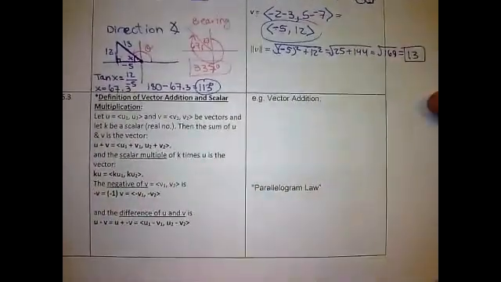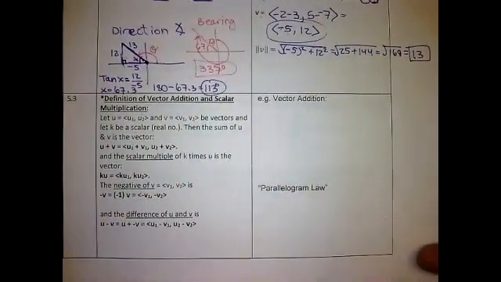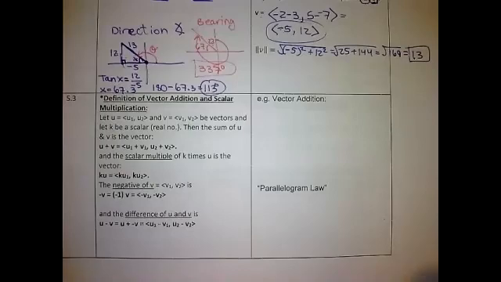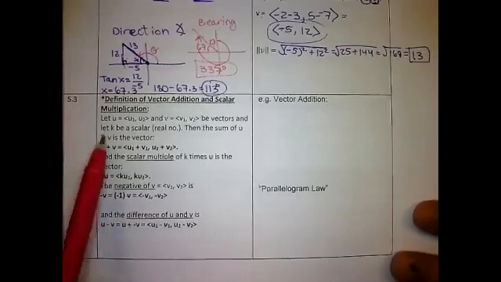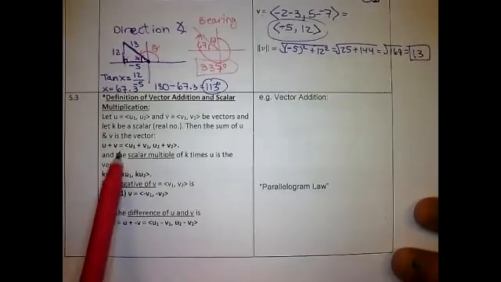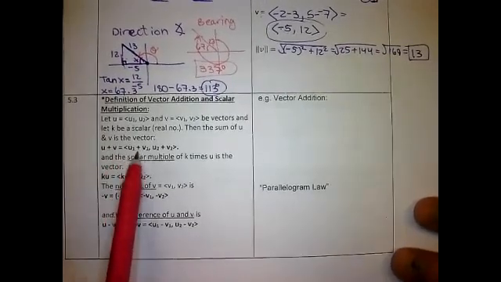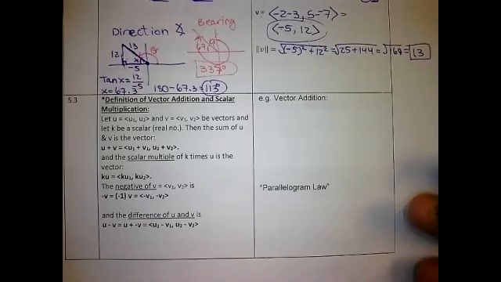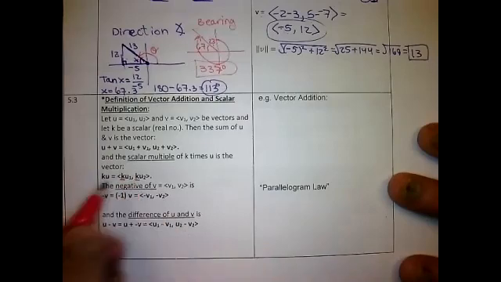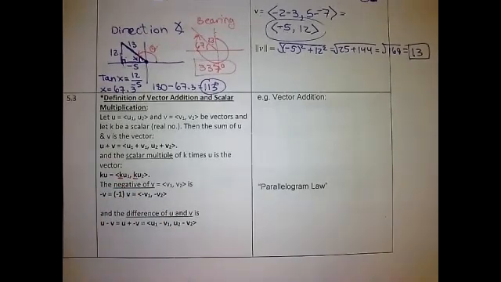All right, so definition of vector addition and scalar multiplication. When we have vector addition and we're adding two different vectors together, we just add the x components and we add the y components. That's it. Scalar multiplication is like vertical and horizontal stretches, except it happens to both parts. So it's going to happen to the x and the y. So it's a dilation.